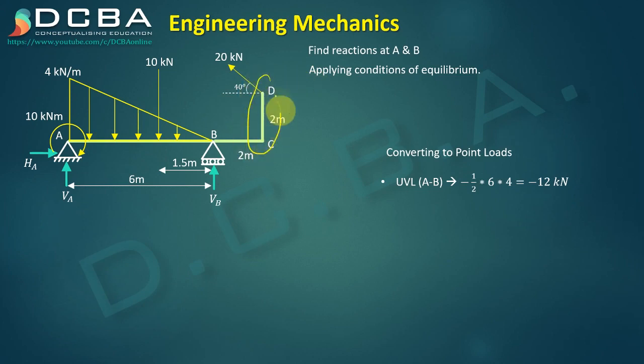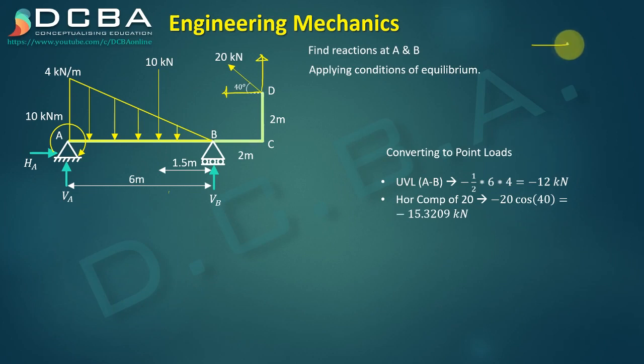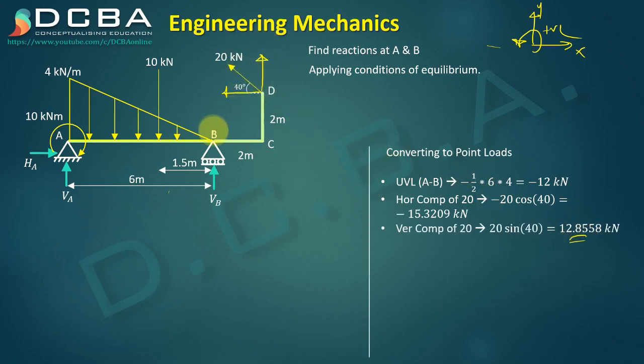Now we need to do something about this extension also. To simplify this, what we will do is first find the horizontal and vertical components of 20 kilonewton, right? These horizontal and vertical components of 20 kilonewton will act at point D. The horizontal component will act like this and the vertical component will act like this. Horizontal component will be negative because it is in the left direction. So our sign convention is, if force is towards right, it is positive; if it is upwards, it is positive, and anti-clockwise movement is positive. Since here it is to the left, it is negative, then 20 sin 40 will be positive. Okay, so that is this vertical component.